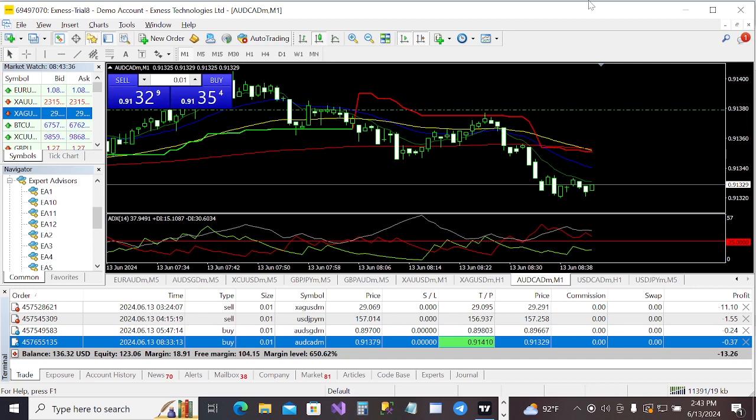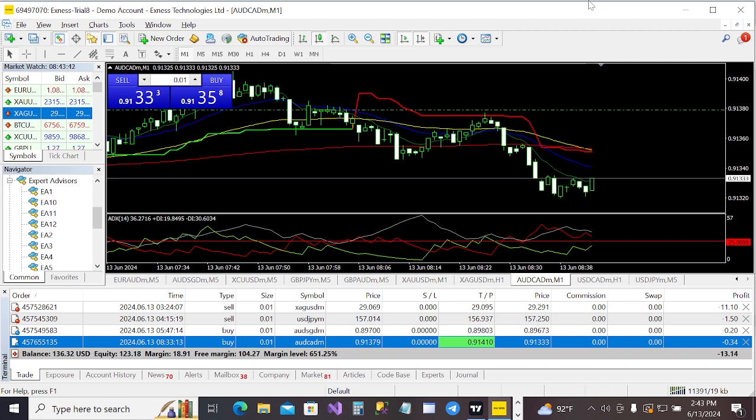So there you have it, the essential types of Forex orders that every trader should know. By using these orders wisely, you can enhance your trading performance and manage risks more effectively.